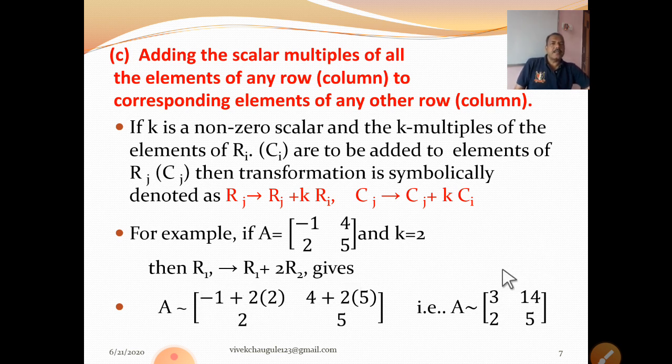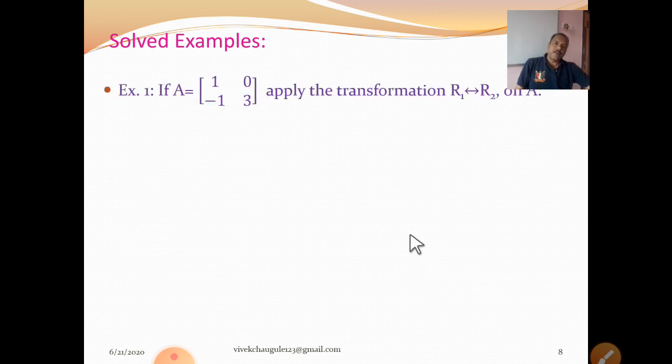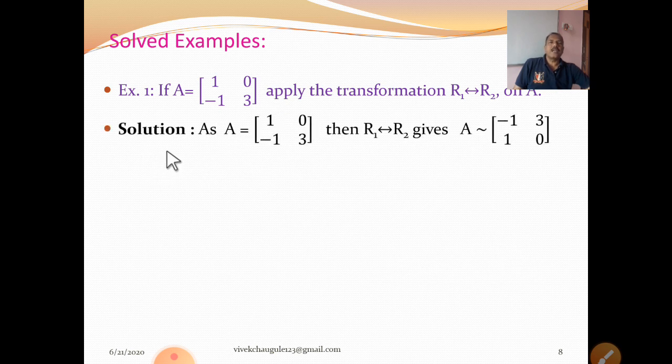Similarly, we take an example on the column. Here we have already given directly solved examples, and in these examples we also see the column transformations. The first example: suppose the given A is the matrix 1 0, minus 1 3, and we apply the transformation R1 interchange R2 on A. This is a simple example. We have to apply R1 interchange R2 to the given matrix A, so the solution is A equal to 1 0, minus 1 3.